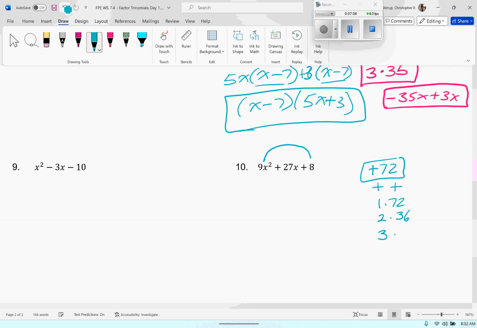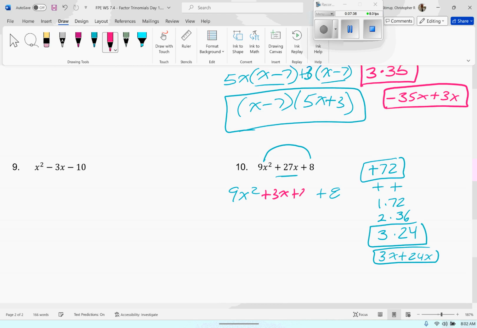Let's see, 3 and 24. Yeah, 3 times 24 is 72, and 3 plus 24 is 27. So I'm going to plug 3x plus 24x in to that middle term. So I'm going to bring my ends down. And then I'm going to squeeze in there plus 3x plus 24x. What do I have in common between those two? I have a 3x.